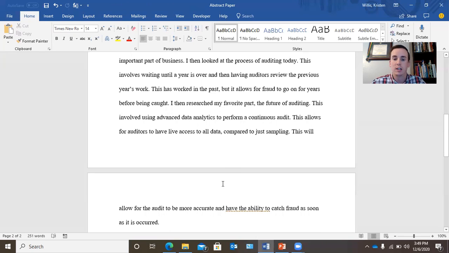Another thing that I'm very interested in is the future of auditing. And like I said, the use of data analytics. This is going to save auditors time, but also provide a lot more accurate information by giving us the ability to look at all the data compared to just sampling, which is what we do now. It will also hopefully allow for auditors to catch fraud as soon as it occurs, compared to the way things are done now, where we audit a year after a company's financials have already occurred. So that was very interesting for me.